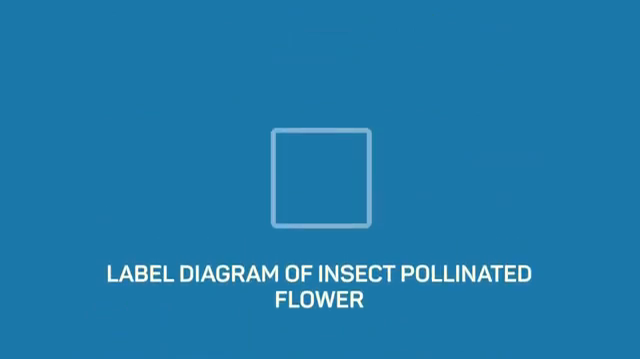You should now be able to label a diagram of a plant and insect-pollinated flower.